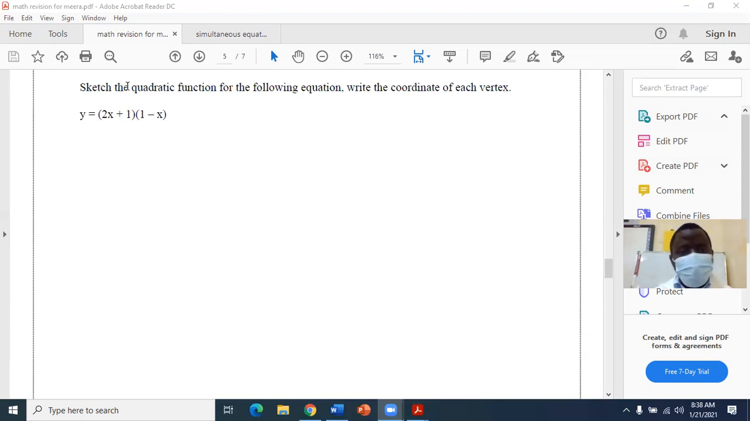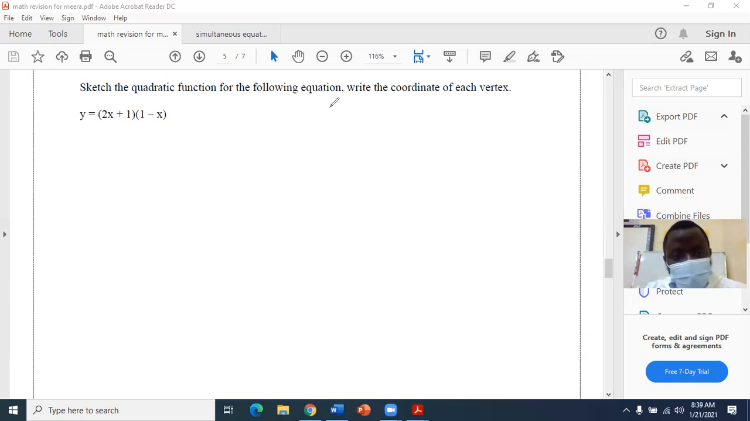Sketch the quadratic function for the following equation, right? We have done this before. How do we sketch the quadratic function? There is a video that we did the last time. You can watch that video to explain this to you better, right? How to sketch the quadratic function for a graph like this. But let me quickly do this for better understanding.